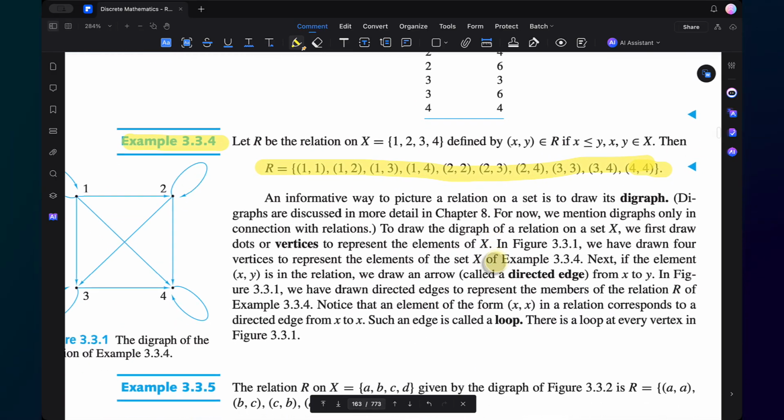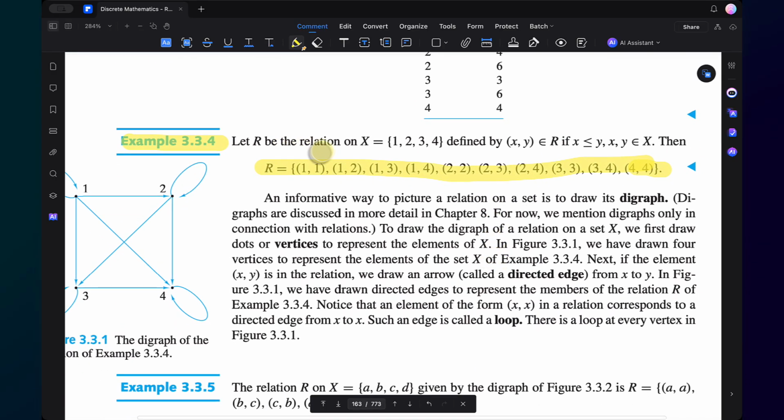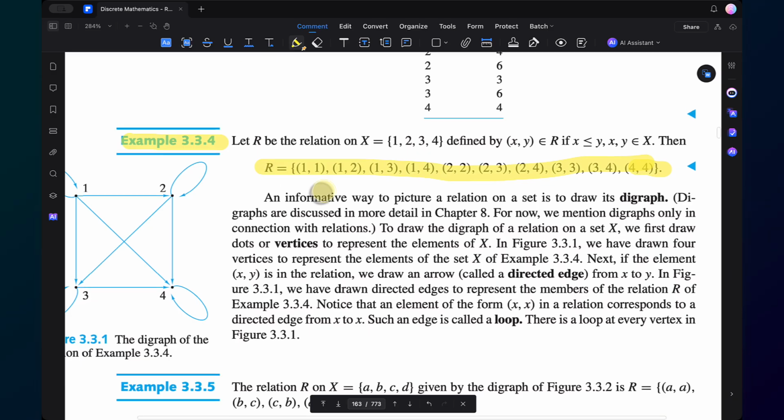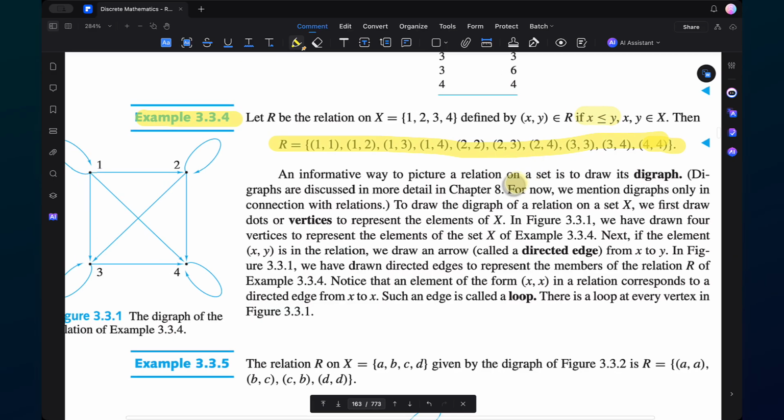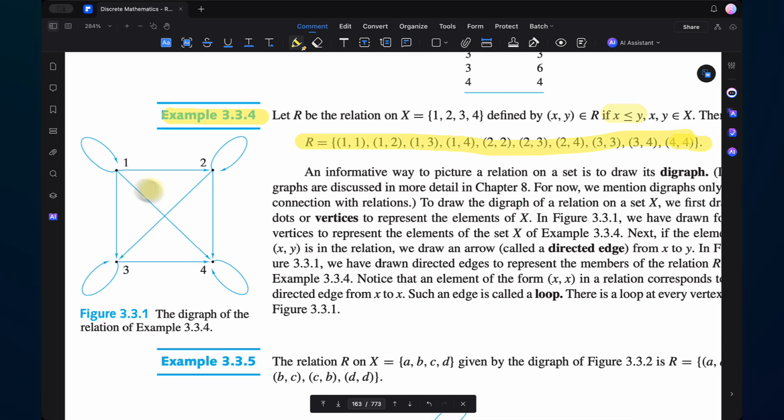Here's another example. Let R be the relation on X, where X has these numbers 1, 2, 3, 4. Let R be a relation on this set defined by (x, y) is in R if x is less than or equal to y, and x and y are in X. Then the relation is (1,1), (1,2), (1,3), (1,4), (2,2), (2,3), (2,4), (3,3), (3,4), (4,4), because we're just looking to find out when x is less than or equal to y.